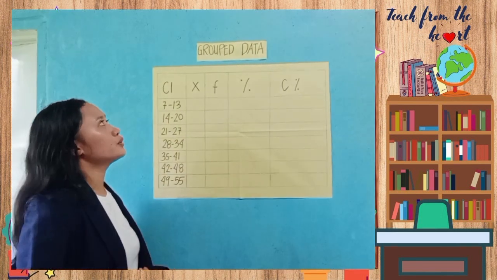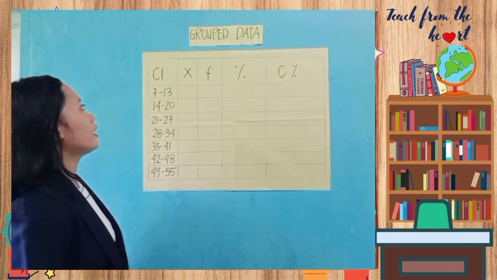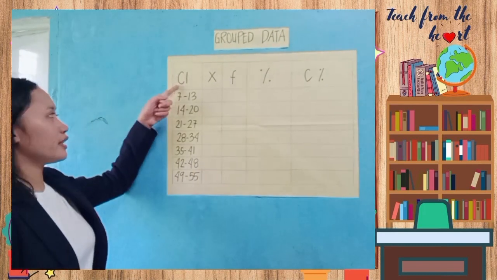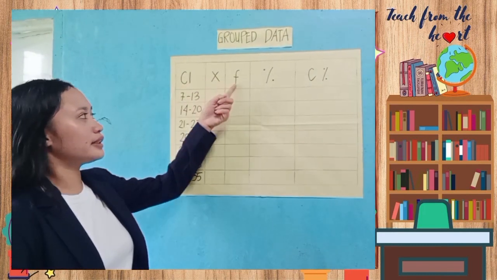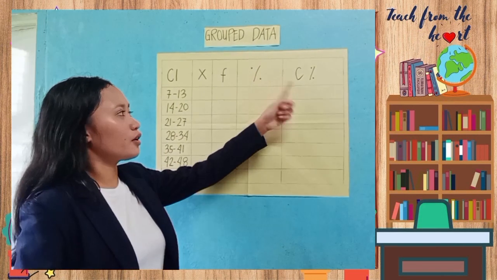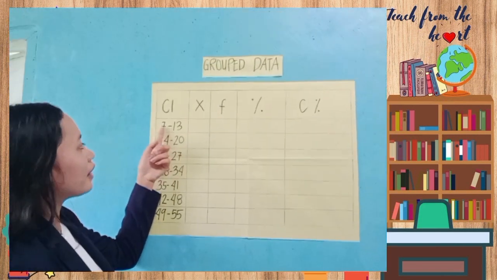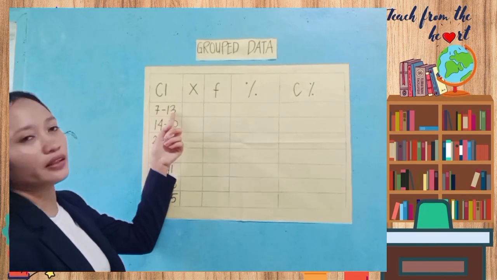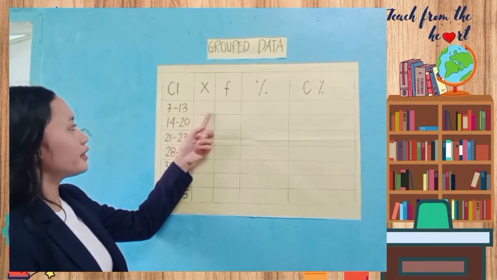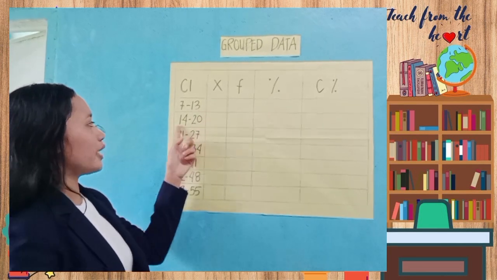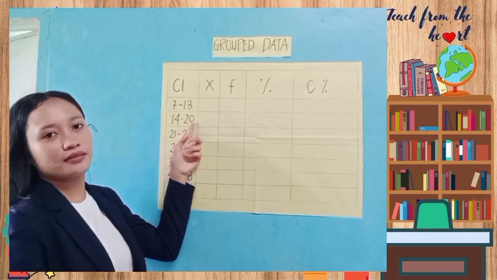Let's move on to grouped data. We have here the CL, or the class interval, the x, the frequency, the percentage, and the cumulative percentage. To get the x, all we need to do is to add the 7 and 13. So 7 plus 13 is equal to 20, divided by 2. The same with 14 plus 20 divided by 2.